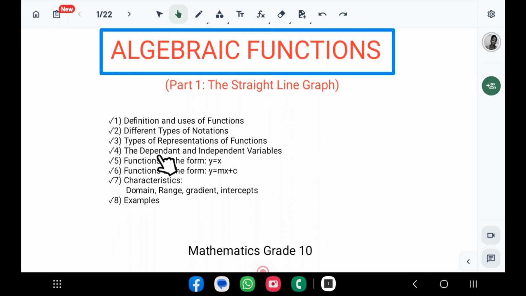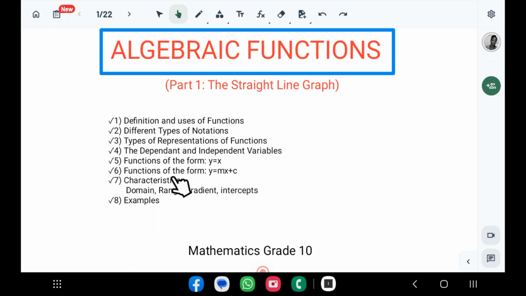Number 4, we're going to look at the dependent and independent variables. You need to know who's who in the zoo and how to spot the independent variables. Number 5, we're going to look at functions of the form y equals x, which is the most basic standard format of a straight line graph. That basically is grade 9 revision. This is the straight line graph you plotted in grade 9.